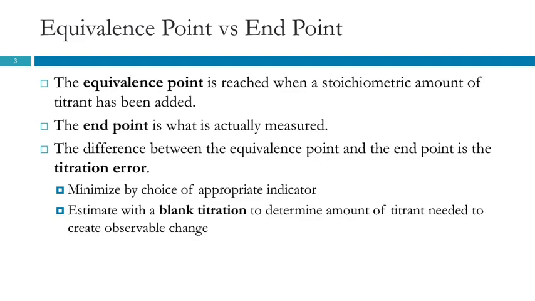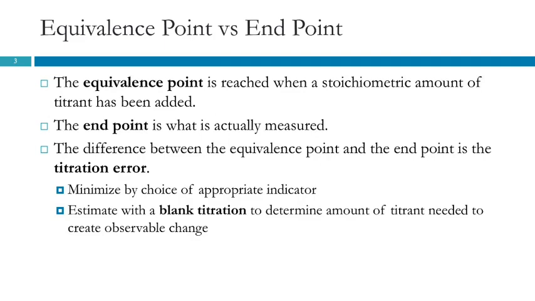The difference between the equivalence point and the end point is known as the titration error, and it's pretty much unavoidable. So the best we can do is to minimize that titration error, narrow the gap between those two points. We can do this by choosing an appropriate indicator. The indicator in a pH titration needs to change color in the right pH range.